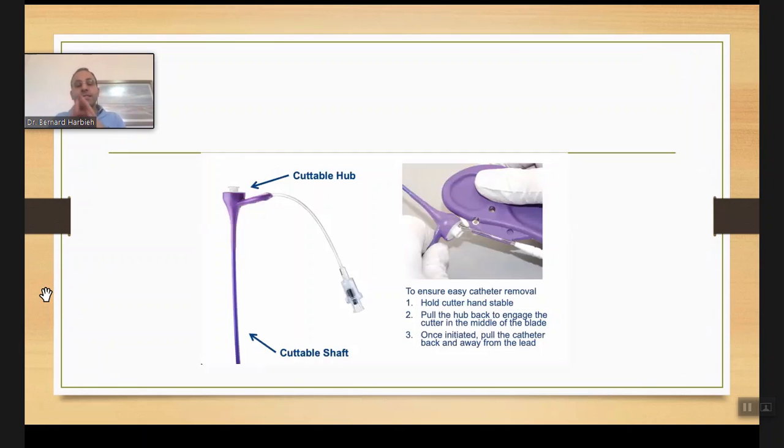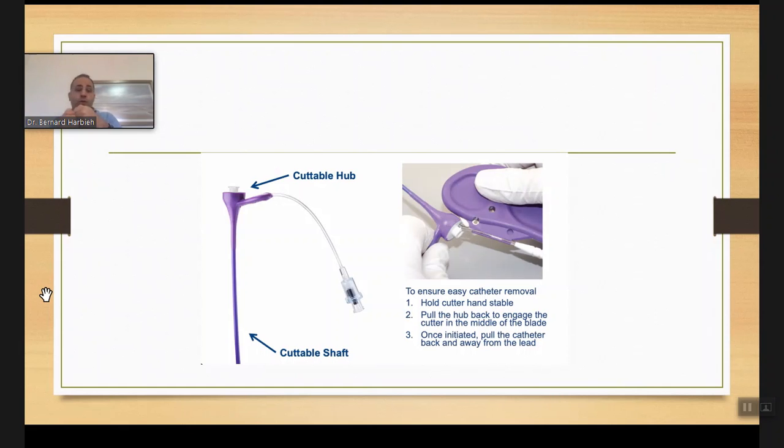We're having the lead inside. It's not only about having the lead, it's about knowing how to slit. This is very important. You can ruin all your work if you don't know the techniques of how to slit it right. It's very important to hold the cutter hand stable on the table, and pull the hub back to engage the cutter.